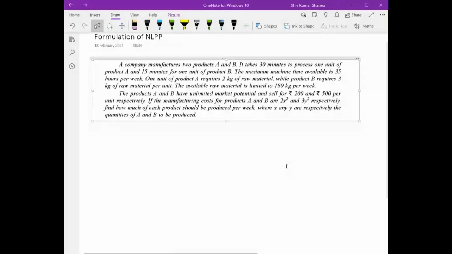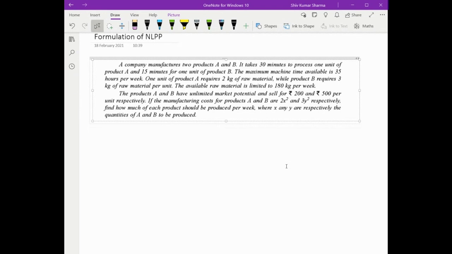A company manufactures two products, A and B. It takes 30 minutes to process 1 unit of product A and 15 minutes for 1 unit of product B. The maximum machine time available is 35 hours per week. So 1 unit of product A requires 2 kg of raw material, while product B requires 3 kg of raw material per unit. So the available raw material is limited to 180 kg per week.